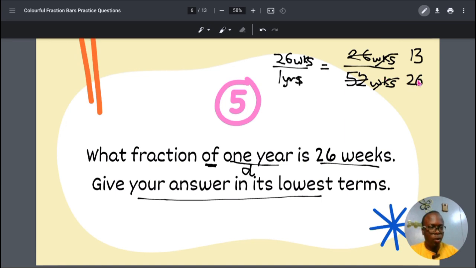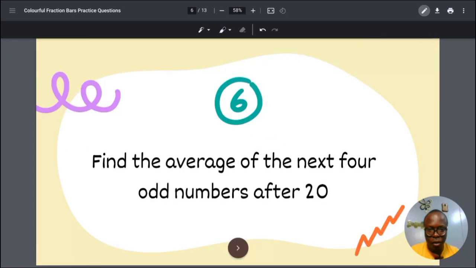Now looking at this very well, 13 can actually divide it because 13 times 2 is 26. So 13 in 13 is 1, and 13 in 26 is 2. So our fraction here is 1/2. That means that 26 weeks is half of 1 year. This is 52 weeks, so 26 weeks is actually half of 52 weeks. That is why our final answer is half. All right, so I hope you got that. Let's move to the next one.